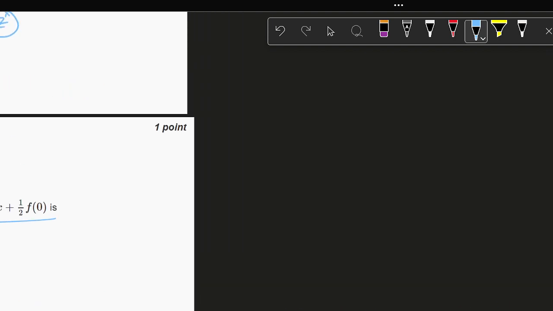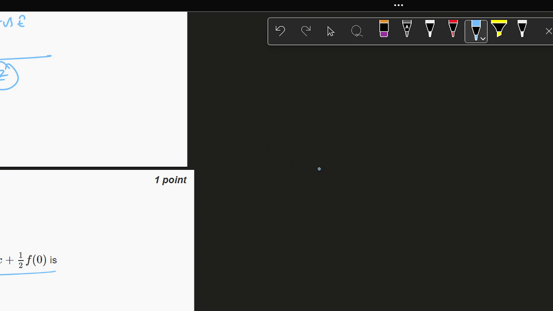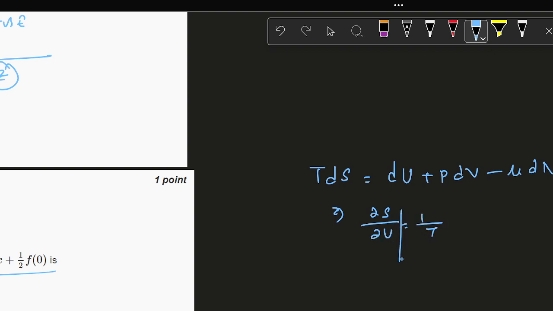Now you have to get the values of these derivatives of S. You can get that from the first law of thermodynamics, that T dS equals dU plus P dV minus mu dN. You know that from the first law of thermodynamics. Okay. So from here you get that your del S del U is just 1 by T when all the other terms, V and N, are constant. Same, del S del V is just P by T when the other terms U and N are constant. And your del S by del N when V and U are constant is nothing but minus mu by T.